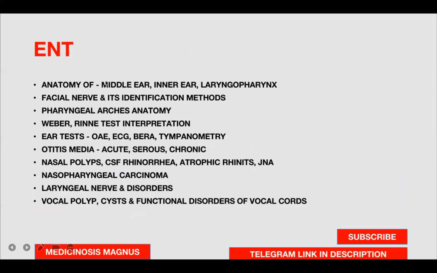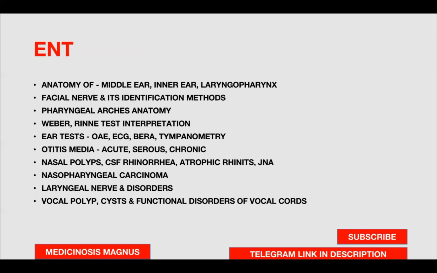ENT, it is important to know the anatomy of middle ear and inner ear as well, then laryngopharynx. So basically in anatomy, these are the very, very important topics in ENT. So facial nerve and its identification methods is very important. Make sure you should know about the facial nerve completely.